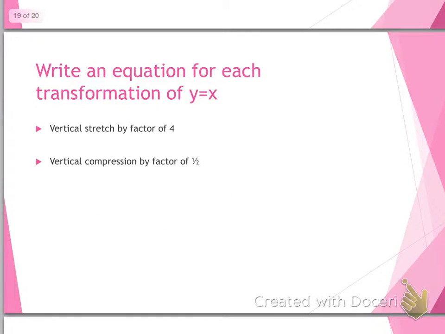Okay, write an equation for each transformation of y equals 4x. So vertical stretch, remember we're always multiplying that in. So we always do it times the number that's in front of x, and that's 1 right now, so we got 4x. Vertical compression, so we're making it skinnier. We do the same thing, except this time it should be less than 1. So we multiply it times that x, so we got y equals 1/2 x.